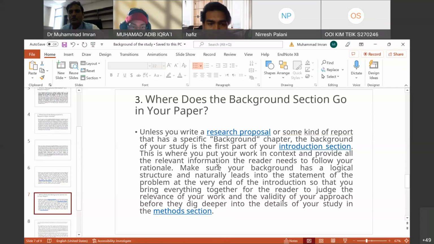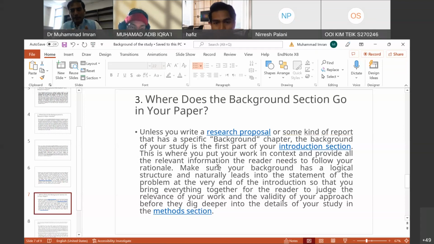Literally telling you, this is about where you have to write the background of the study. Obviously, this will be the first part of the introduction. The introduction consists of subheadings. Number 1 heading is background of the study. Number 2 heading will be the problem statement of the study. Number 3, significance, and number 4, scope of the study.